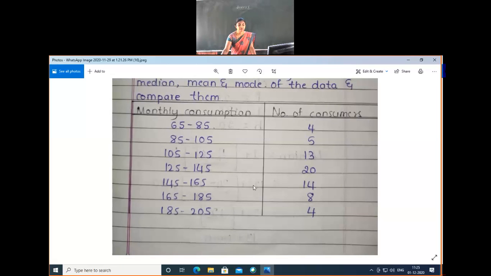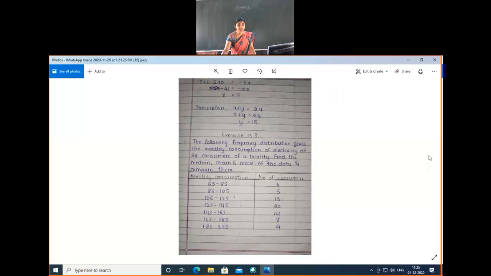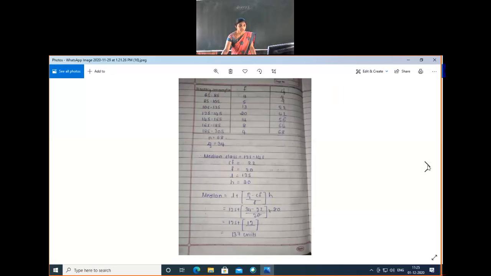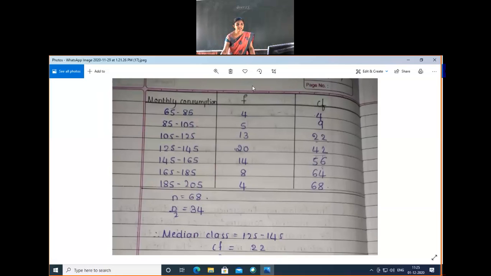So your monthly consumption is given in the form of class interval. Next, number of consumers: 65 to 85, 4; 85 to 105, 5; 105 to 125, 13; 125 to 145, 20; 145 to 165, 14; 165 to 185, 8; 185 to 205, 4. Okay, so this is the data. Next, first let us find out the median because this exercise is related to the median concept.